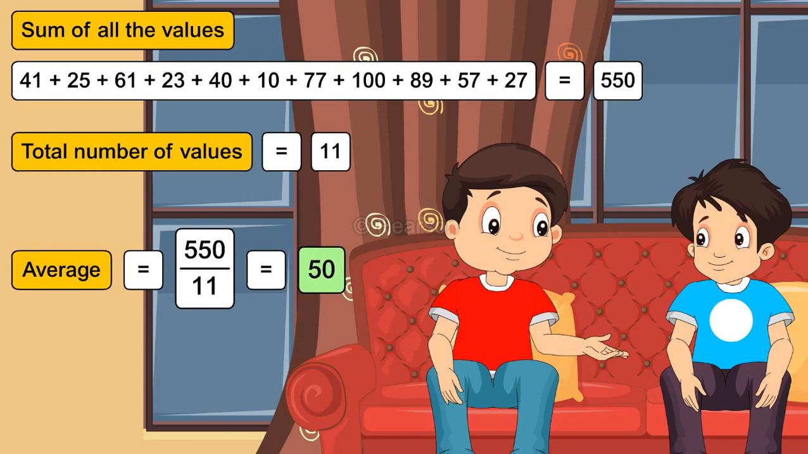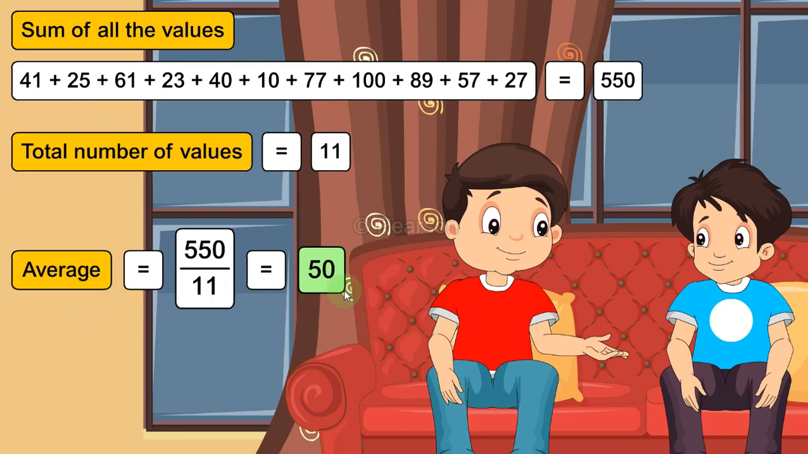So what has he done? He has divided the total number of runs by the total number of innings, the sum of the values by the number of the values. So 550 divided by 11 is 50. So 50 is the average of that batsman.